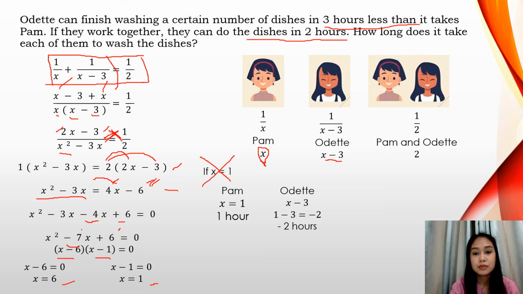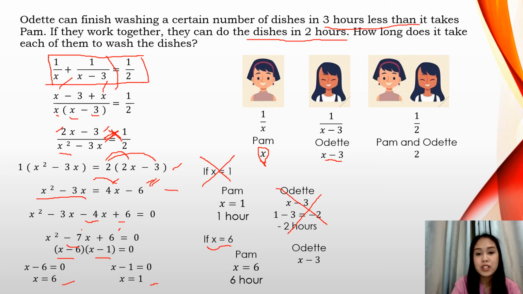But that's okay, because we still have another value of x, which is positive 6. Now, if we use x is equal to positive 6, therefore, Pam can finish washing the dishes in 6 hours.